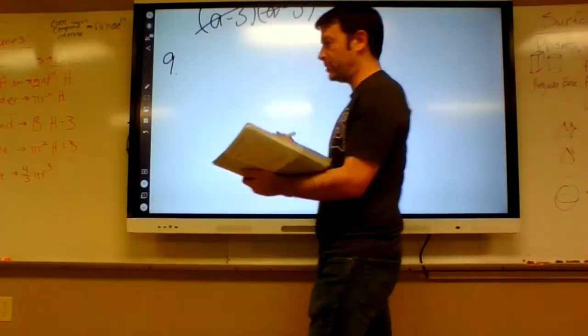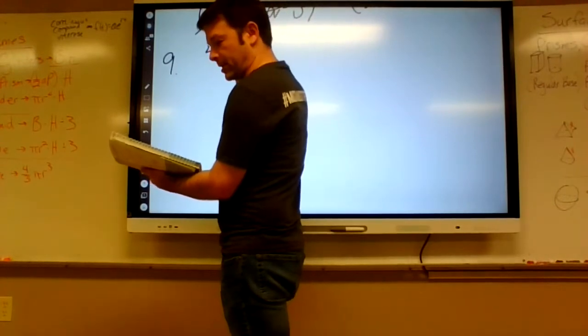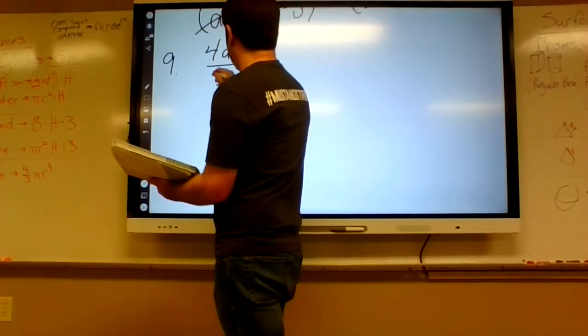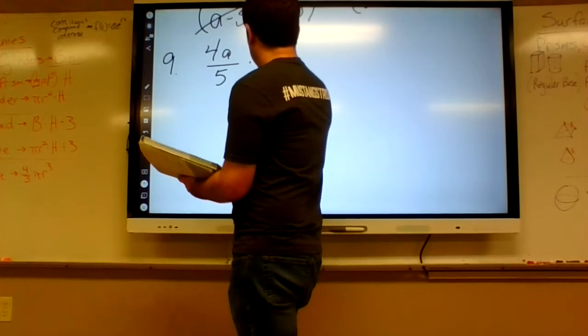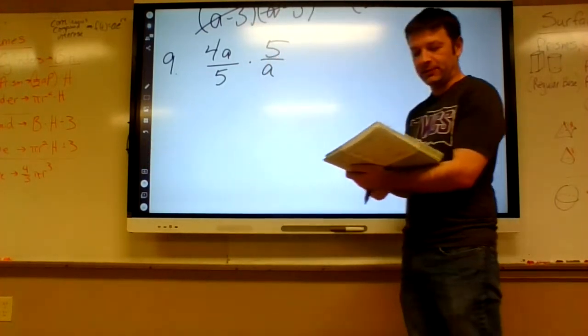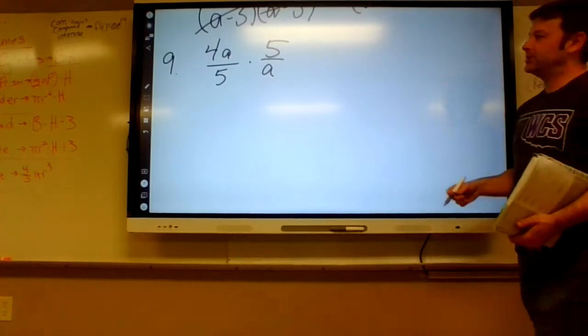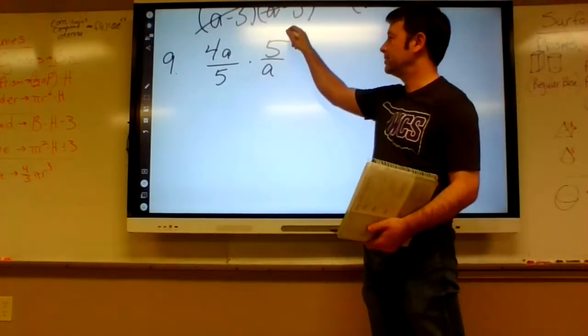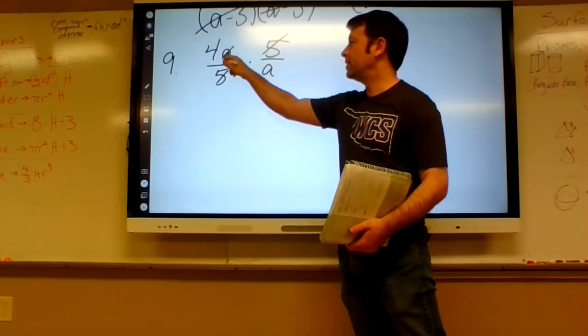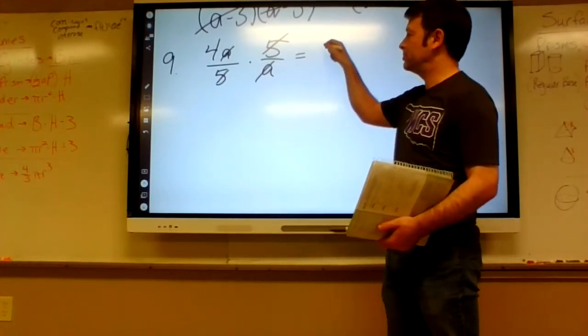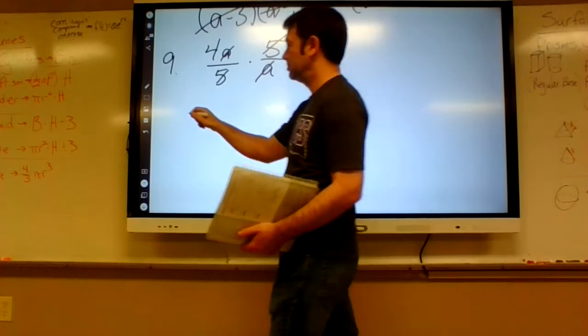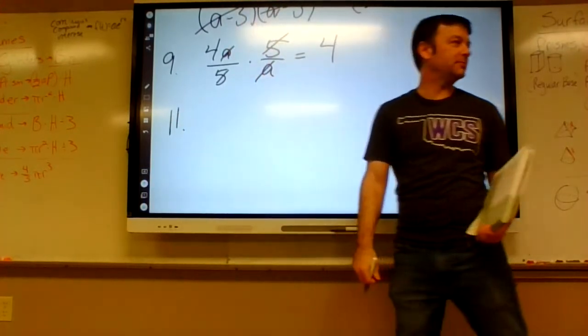So on number 9, I'm not going to write it down like they wrote it down. I'm going to put 4a over 5 times 5 over a. So I just flipped the second one. Okay, what cancels out? This is an easy peasy one. 5, a. What's that equal? 4.